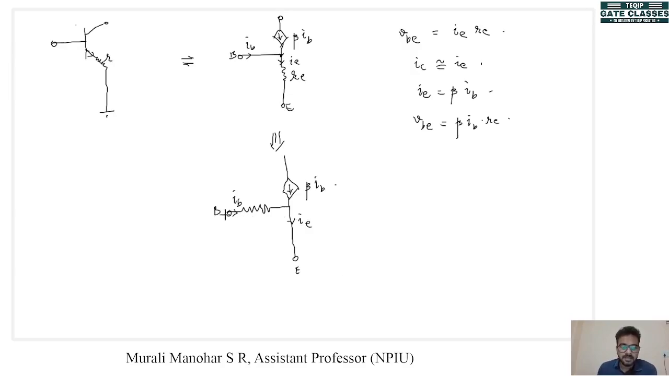Now what is VBE? In this case, VBE is equal to IB into something. Now this VBE and this VBE must be the same. Otherwise, this model and this model are not the same. Right? These two will become different. So in order for this VBE and this VBE to be the same, this thing must be equal to beta RE. So here this value is beta RE.